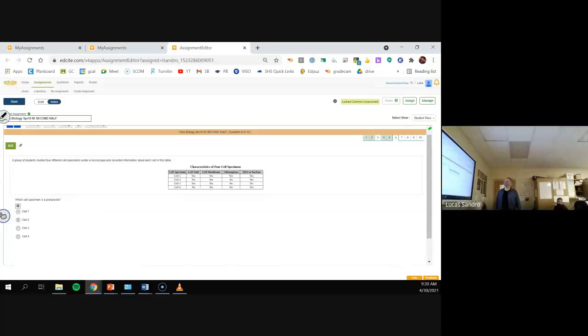Number 6. 4 different cell specimens recording information about each cell. Which cell specimen is a prokaryote? All you care about is one word. What is it? What's the word you are looking for? Ella? What's the word you're looking for in this to know if something's a prokaryote or not?